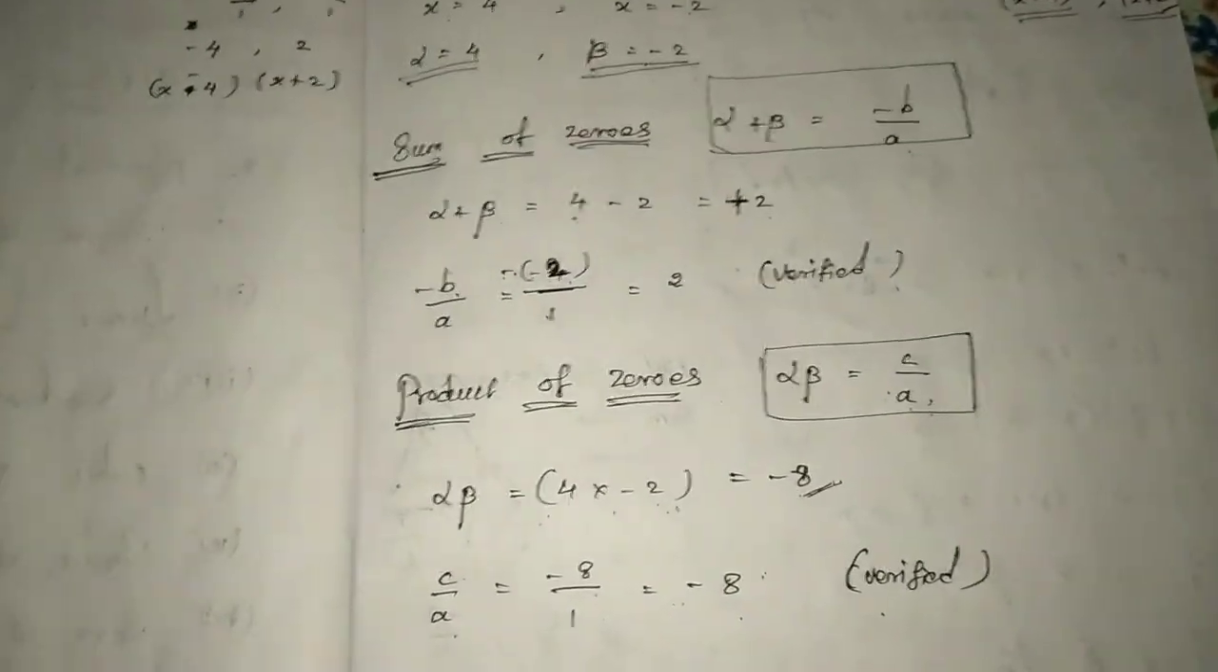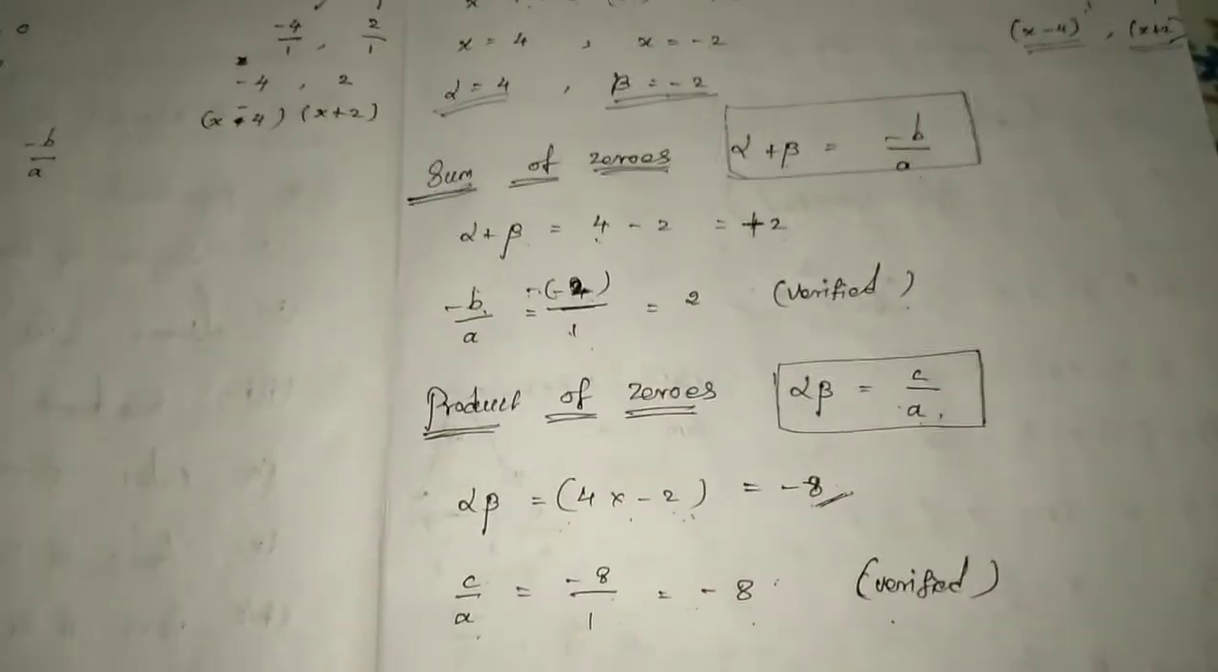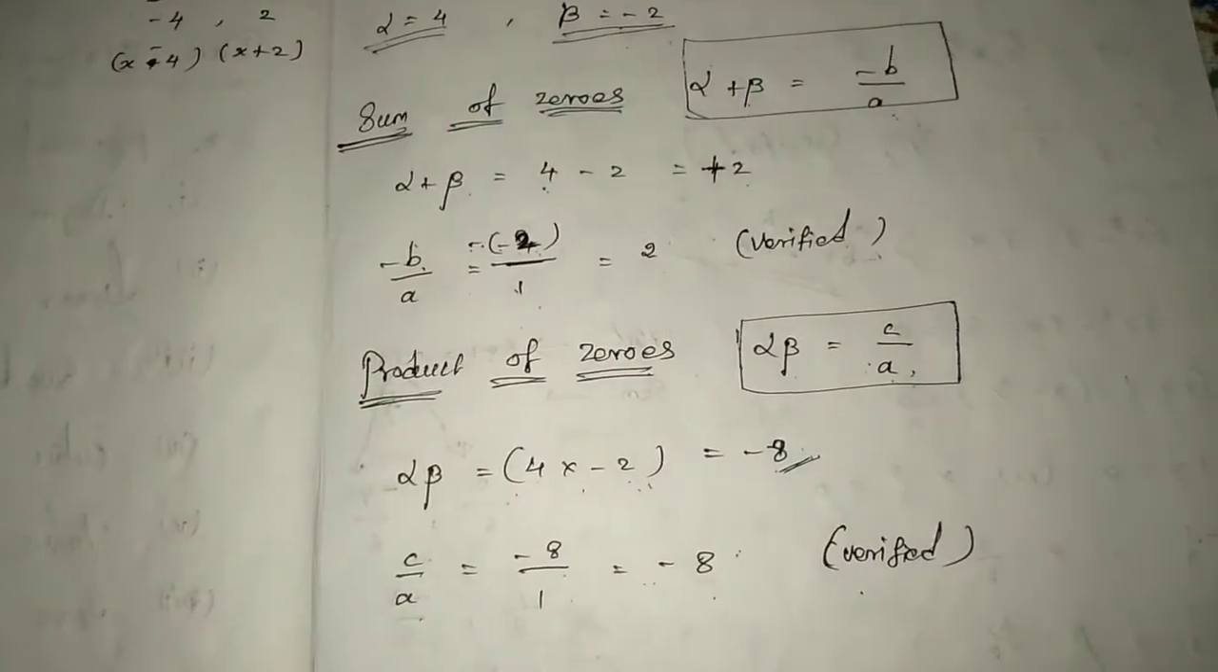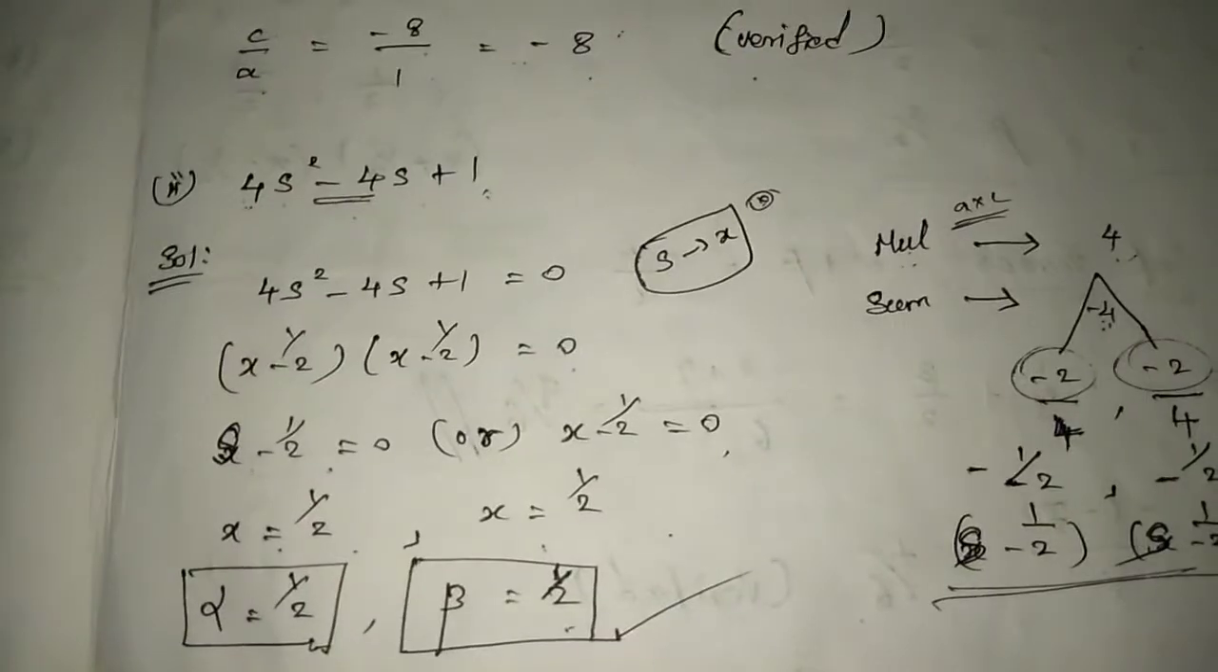So we have verified the relationship between zeros and coefficients, right? We can move to the second problem.